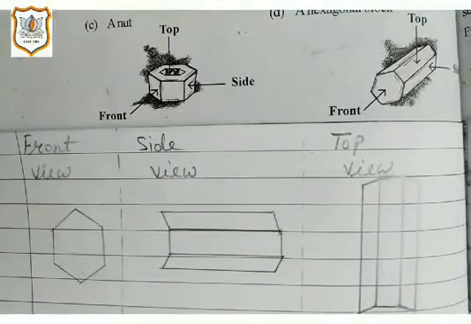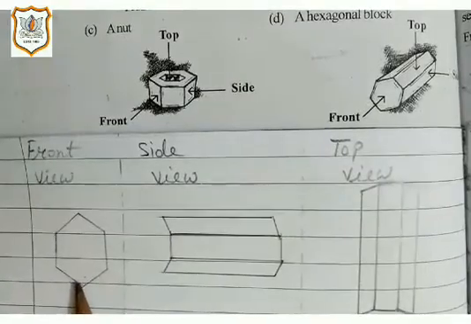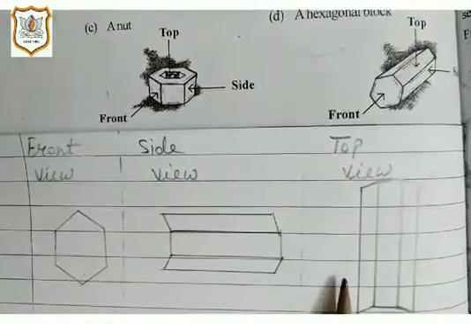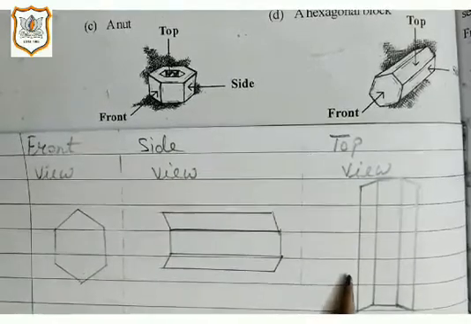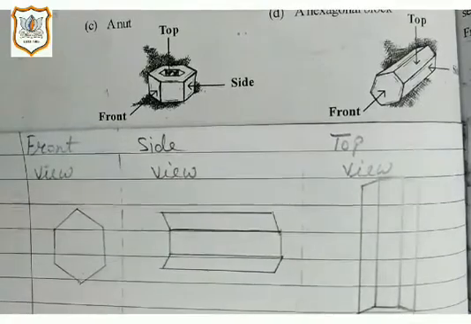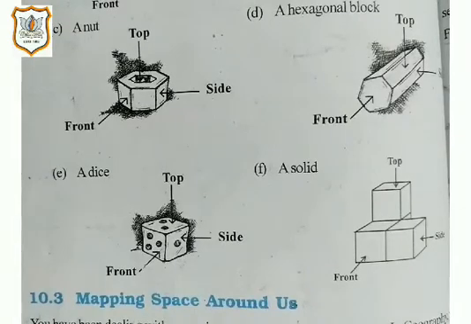Students, you can see here, this is the front view of the hexagonal block, this is side view and this is top view. Students, you have to draw in your notebook. Students, E and F parts you have to do by yourself.